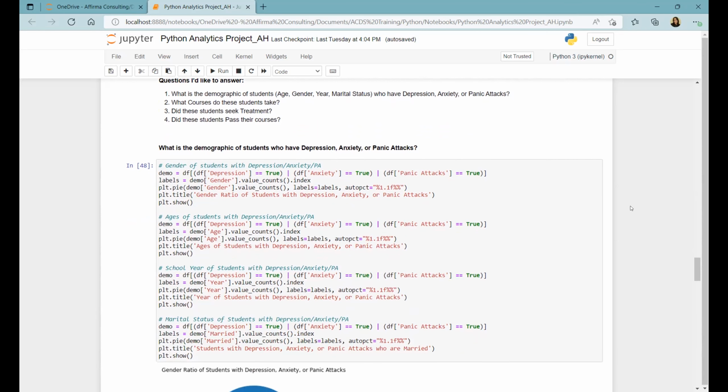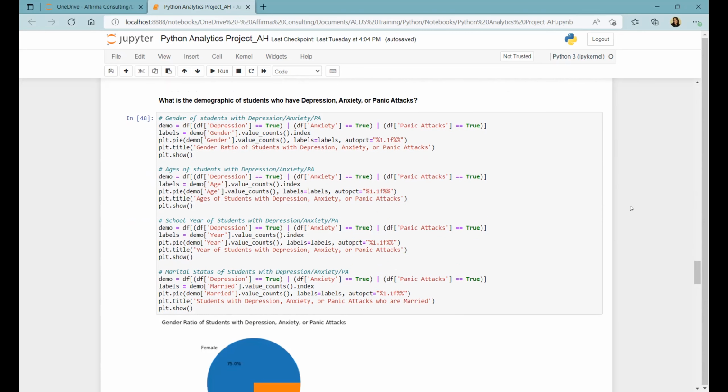I wanted to see what is the demographic of students who do have depression, anxiety, or panic attacks: what's their age, gender, year, marital status. I wanted to see what courses these students take, and whether these students who do suffer with mental health issues sought treatment, and whether they passed their courses as well. So what I did was basically set a condition where either depression, anxiety, or panic attacks were true. I grouped that under the name mental illness, which is just what I use in my head to title some of these graphs.